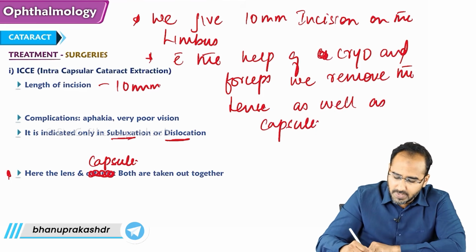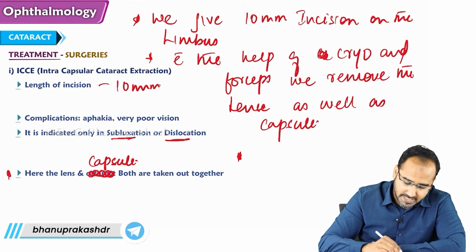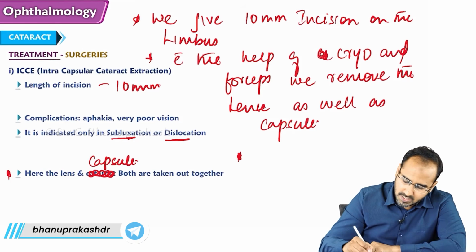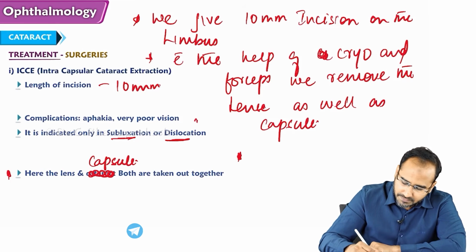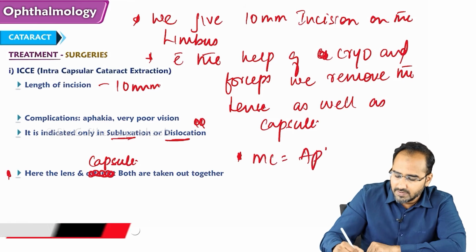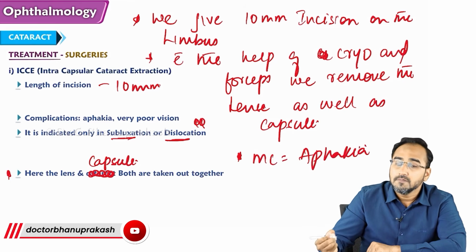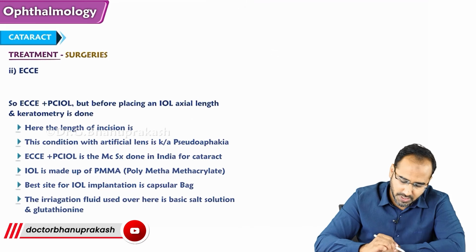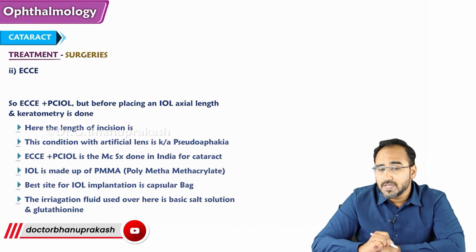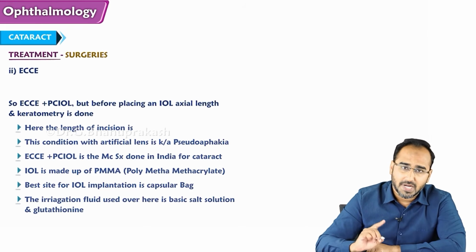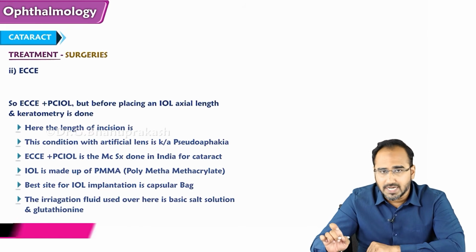Why? Because what's the most common complication with ICCE? The patient becomes permanently aphakic. The most common complication is aphakia. What is aphakia? Aphakia is absence of lens. So, we are not using ICCE. Nowadays, we are using what? ECCE. So, ICCE is only used for subluxation and dislocation.